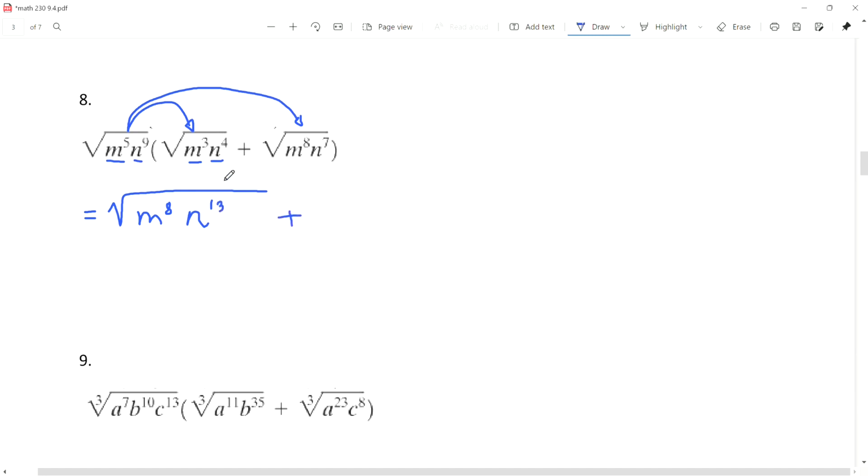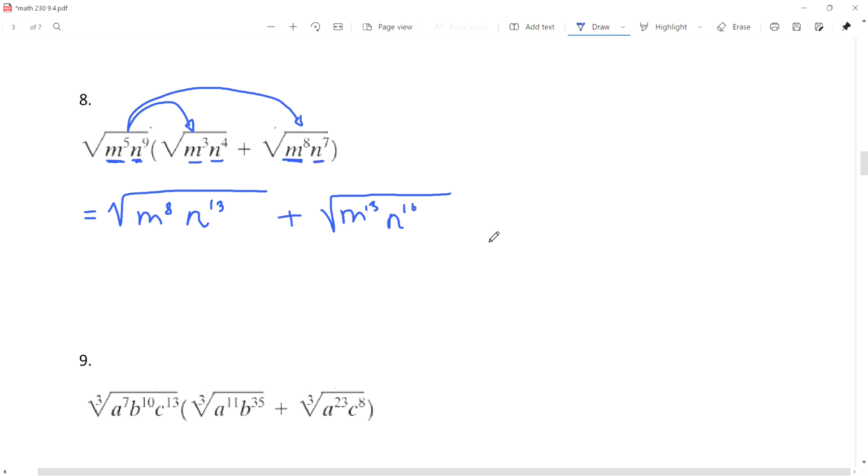Now we'll do it again. We'll have a new radical now. M to the 5th times m to the 8th. That's m to the 13th. Again, it'll be inside one big radical. And n to the 9th times n to the 7th. That's going to be 9 plus 7, which gives us n to the 16th.